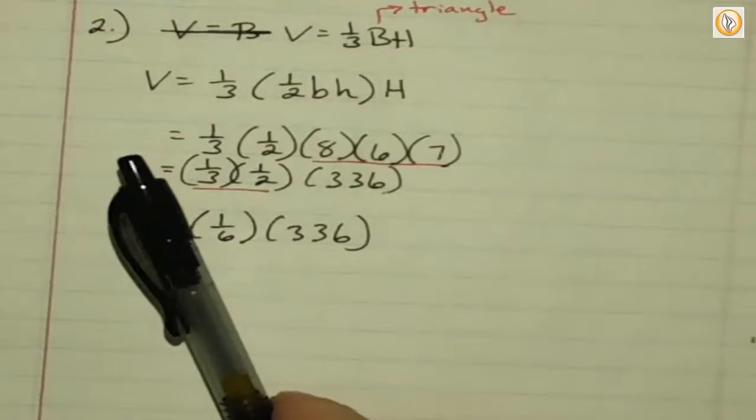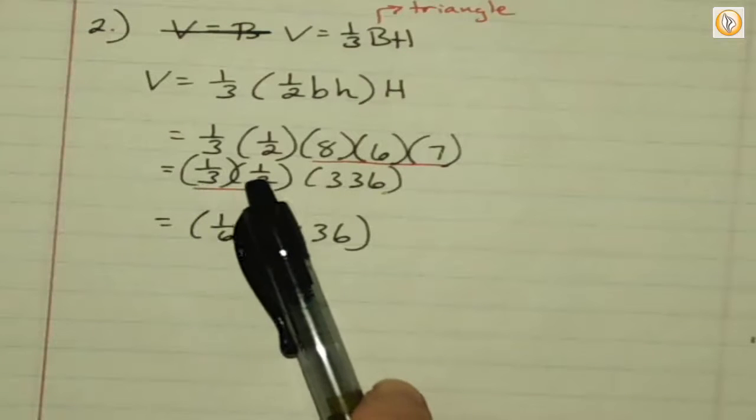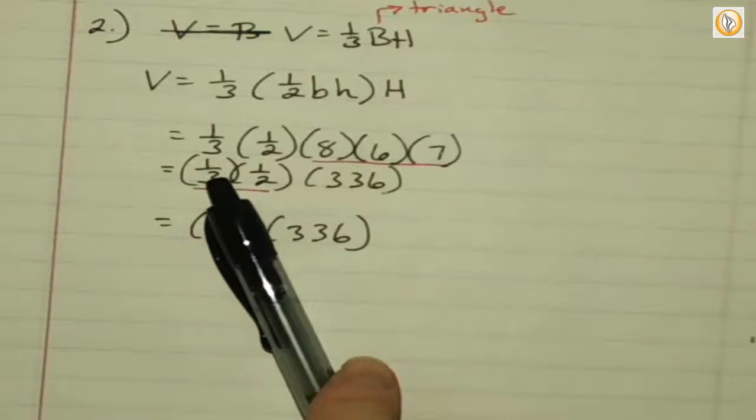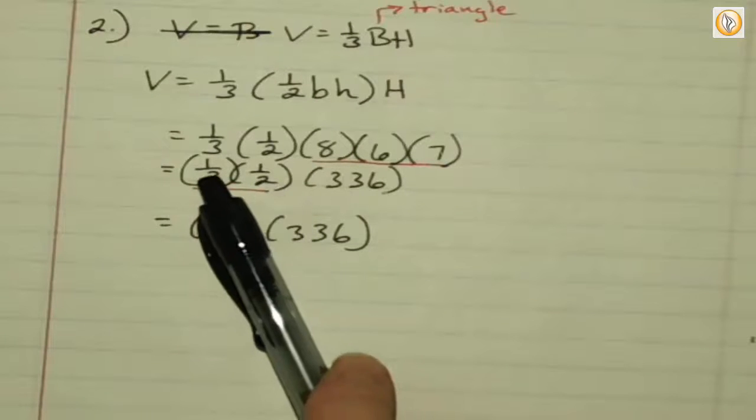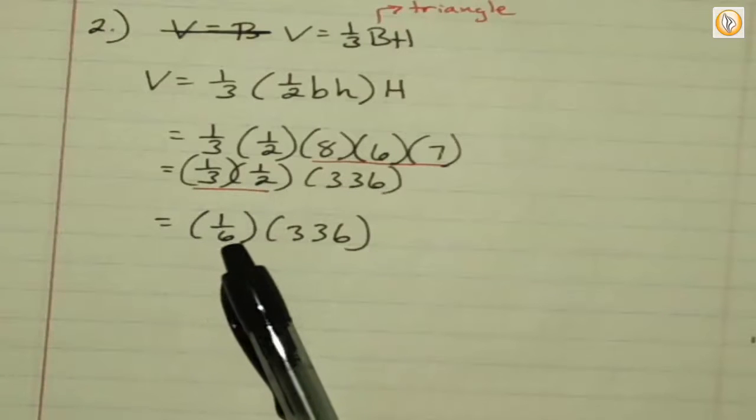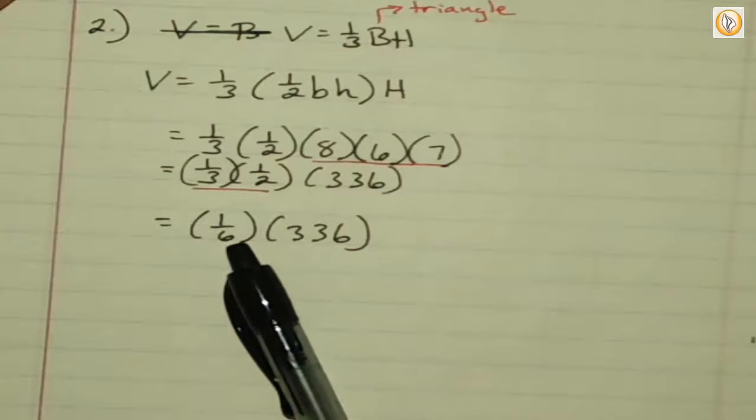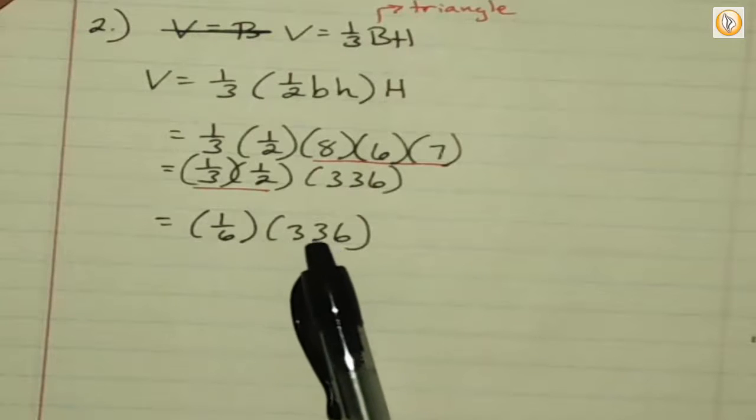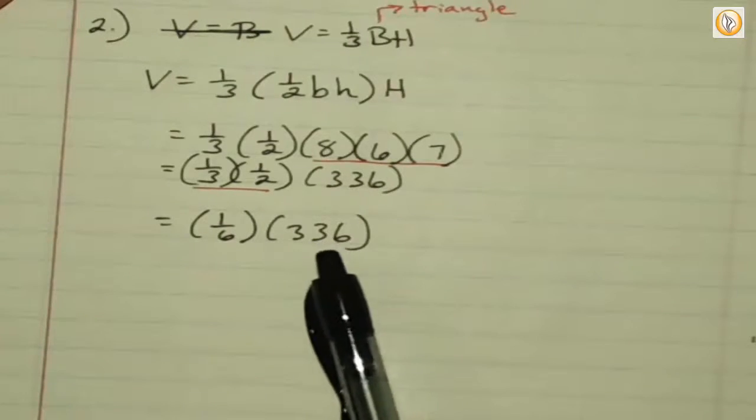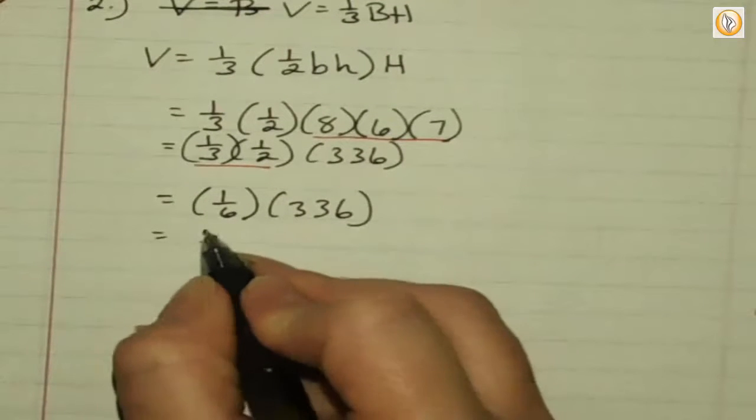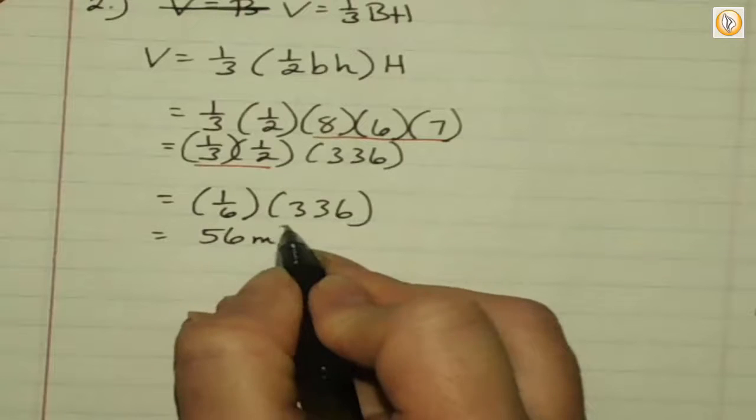Y'all see that? Cecilia, do you see? 1/3, I should say it correctly, times 1/2. 1 times 1 is 1. 3 times 2 is 6. Does everyone see that? Michaela, do you see it? Now, what are we dividing by for this one, Joanne? 6. That's right. And you get 56 meters cubed.